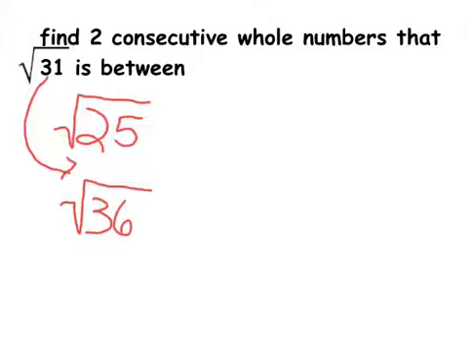So if I think about that, the square root of 25 is 5. The square root of 36 is 6. So what two consecutive whole numbers is the square root of 31 between? It's between 5 and 6.